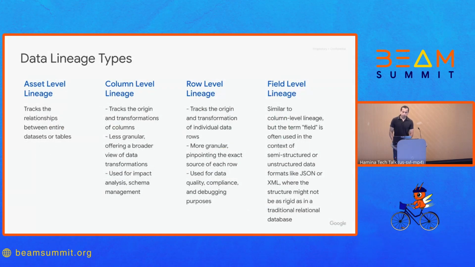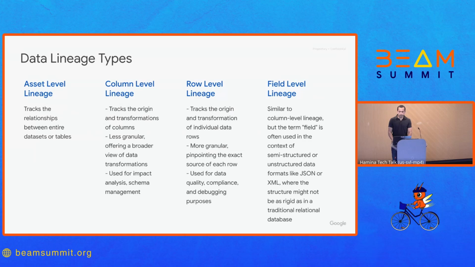There are four major classifications of data lineage. First one is asset level lineage, which tracks the relationship between two or more data sets or tables. Then there's column level lineage, which tracks the origin and transformations of columns. It's generally less granular, and it gives a broader picture of how the data was transformed. It's mostly used for impact analysis and schema management.